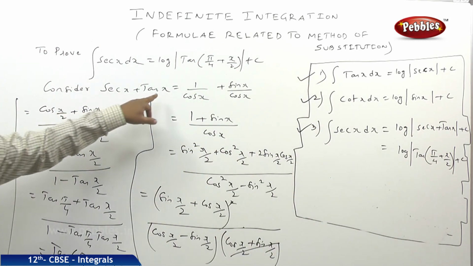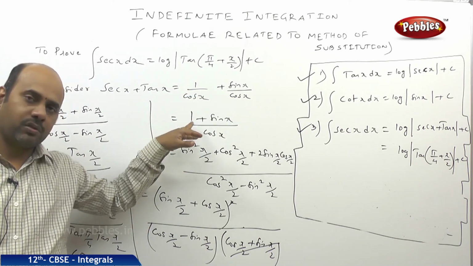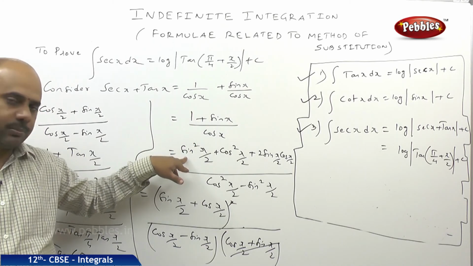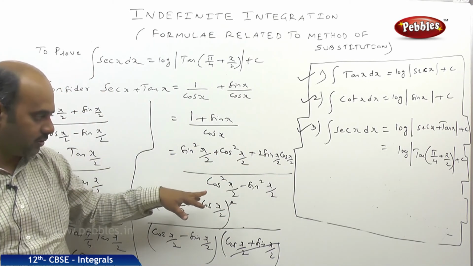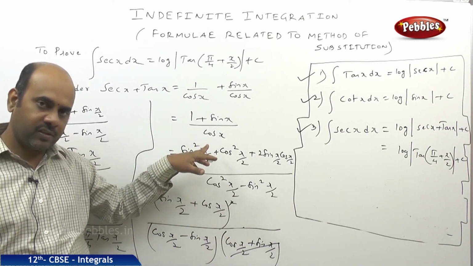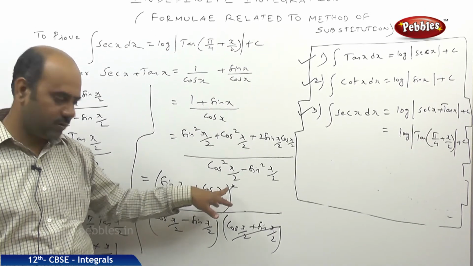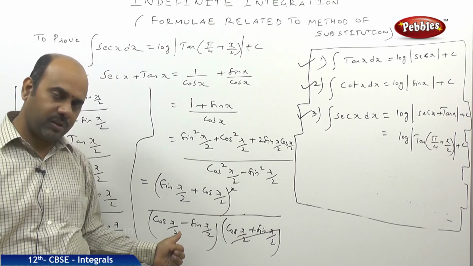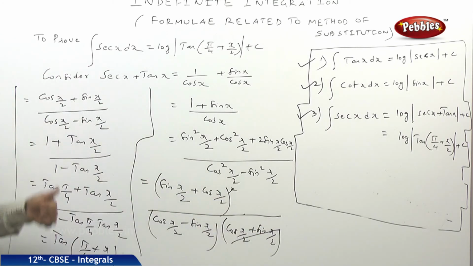I am considering secant x plus tan x, that will be 1 by cos x plus sin x by cos x. So if I take LCM, it is becoming 1 plus sin x by cos x. 1 can be written as sin square x by 2 plus cos square x by 2 plus 2 sin x by 2 cos x by 2, divided by cos square x by 2 minus sin square x by 2. Numerator is nothing but a plus b whole square. So I write it as sin x by 2 plus cos x by 2 whole square, whole divided by the denominator, which is a square minus b square. So I am writing it as a minus b into a plus b, and cos x by 2 plus sin x by 2 got cancelled.